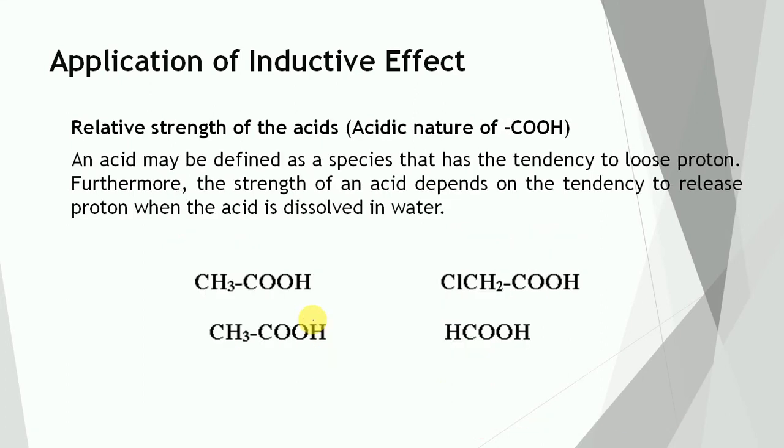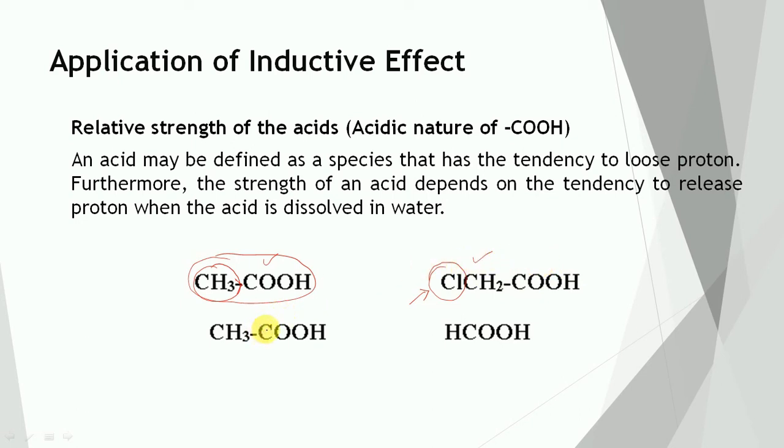Now let us compare the relative strength of acids. In the case of acetic acid and chloroacetic acid, chloroacetic acid is the stronger acid due to the presence of this electron withdrawing group, while in the case of acetic acid, the methyl group attached to the acid has an electron donating inductive effect. So chloroacetic acid is stronger among these two.